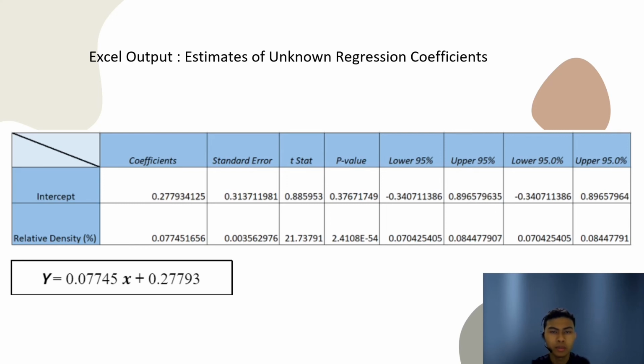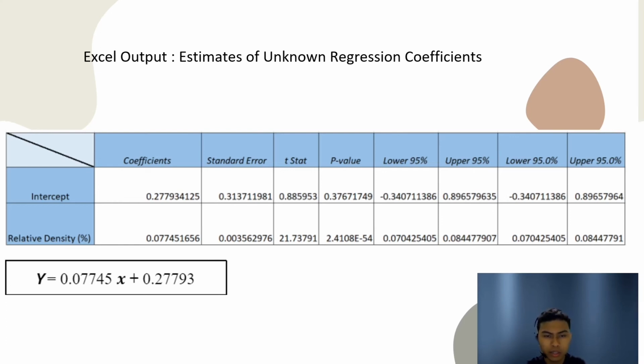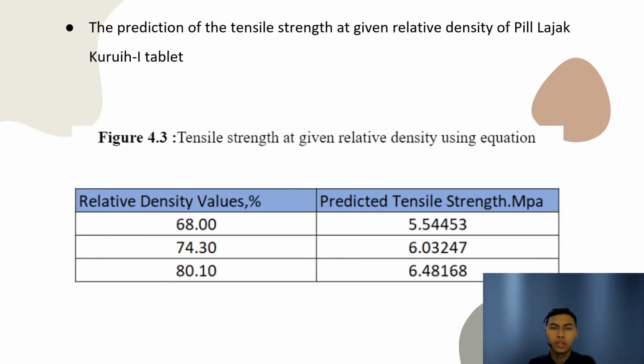Thus, the simple linear regression can be obtained and expressed by substituting the estimate of unknown regression coefficient as shown below, which is y is equal to 0.7745x plus 0.27793. In order to predict the tensile strength at given relative density, we can substitute the given relative density into the equation below. Therefore, we can obtain the tensile strength. So the prediction of the tensile strength with the relative density of 68%, 74.3% and 80.1% is shown below. And it shows that there is a strong linearity relationship between these two variables.